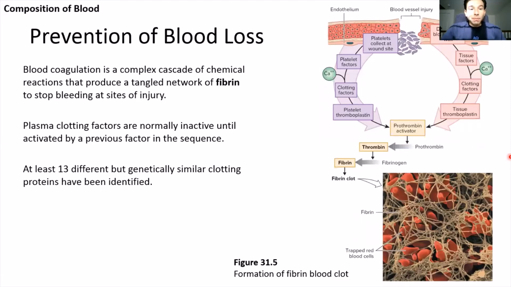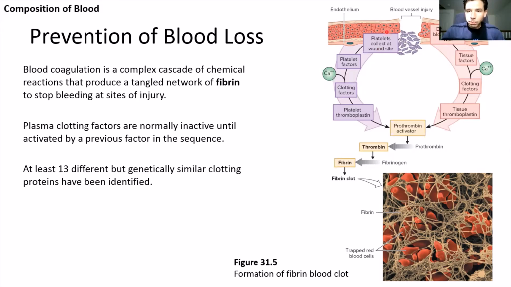So let's discuss blood clotting. This is really an important part of homeostasis, right? If there's an injury, we want to restore to its original state. Blood coagulation is a complex cascade of chemical reactions that produce a tangled network of fibrin to stop bleeding at a site of injury. Let's look at this illustration.